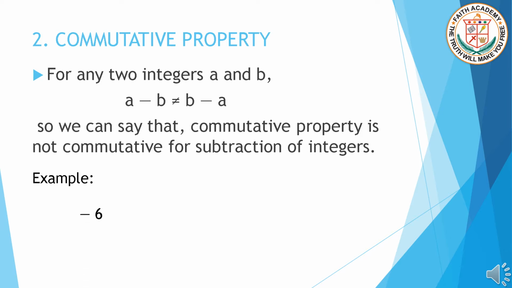Here minus 6 subtracted by 2 gives us minus 8. But if we change the places, that means if we subtract 6 from 2, then we get the answer as 8. Here both the differences are not same, which proves that commutative property for subtraction of integers is not satisfied.